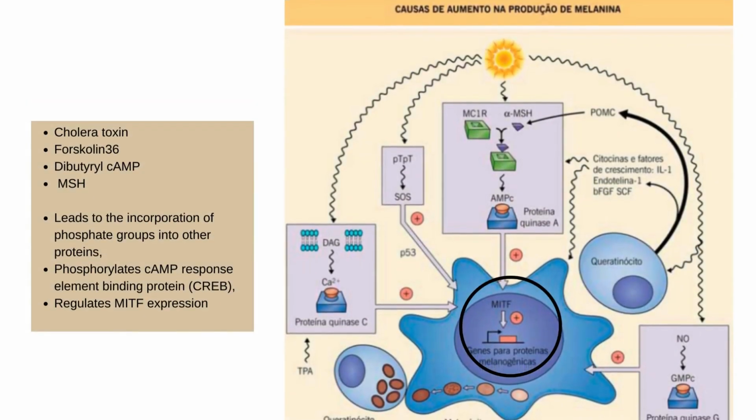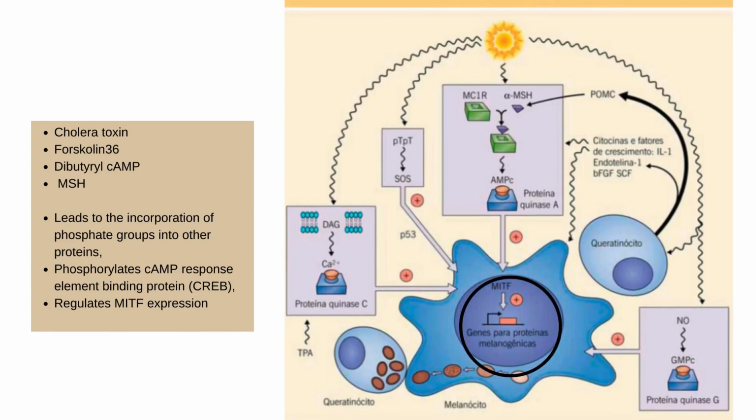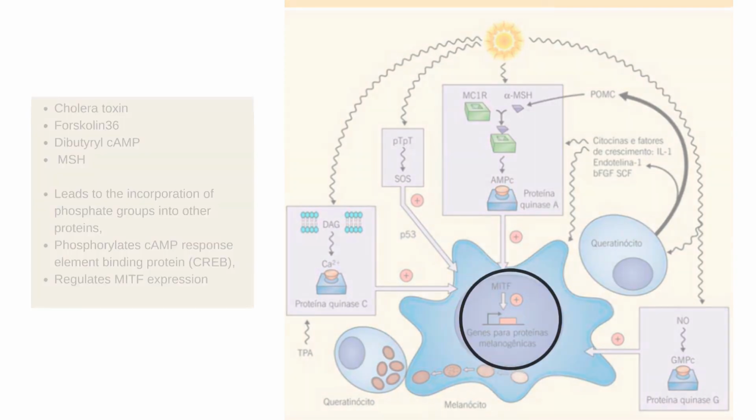These agents increase intracellular cAMP levels, which activate PKA. PKA phosphorylates CREB, enabling it to upregulate the transcription of MITF. MITF then stimulates the production of melanogenic enzymes, leading to increased melanin synthesis.